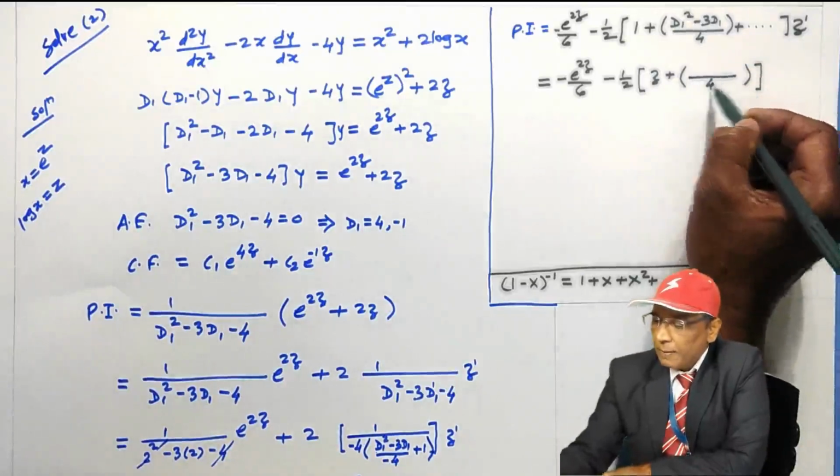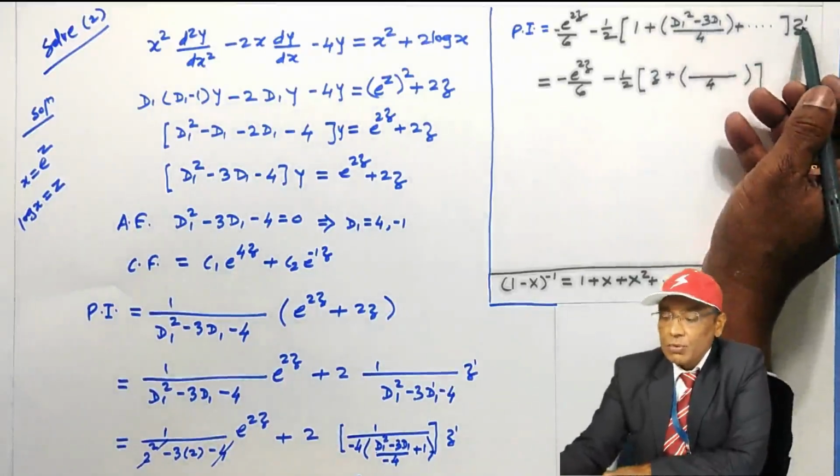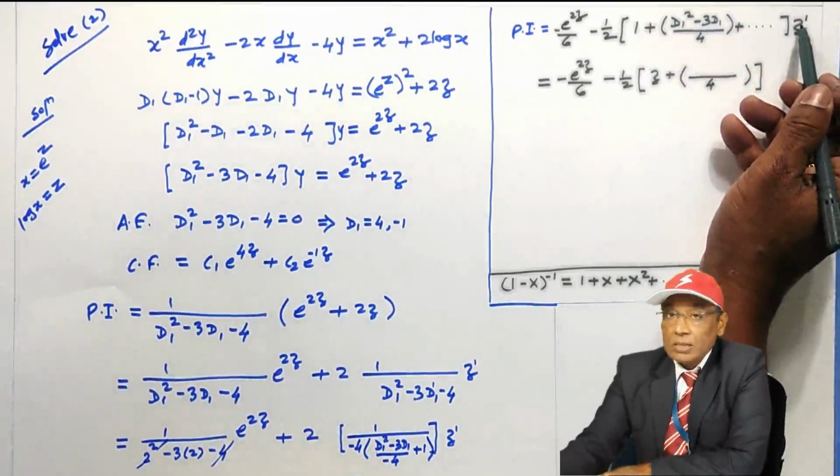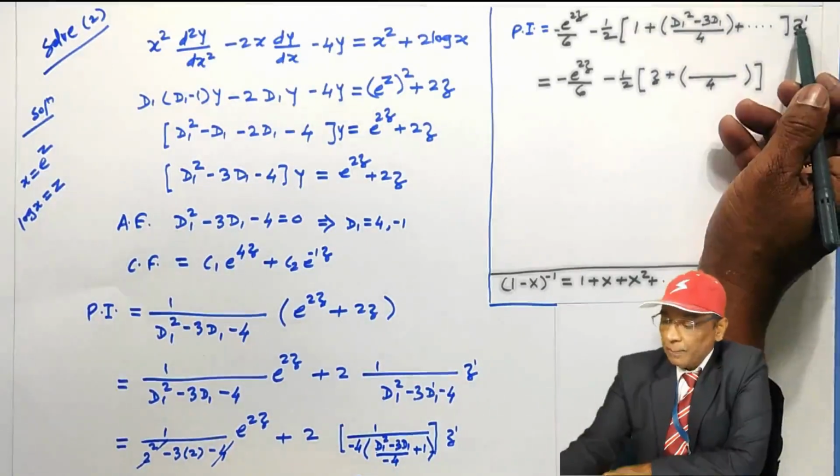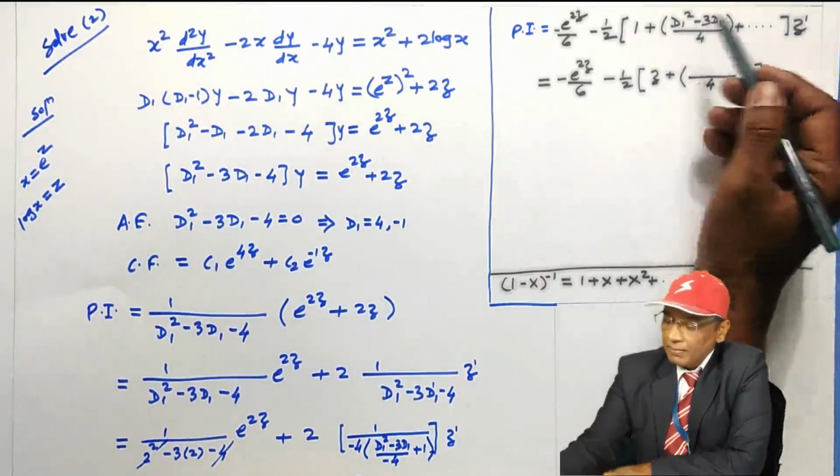d1 square z means what? Double derivative of z with respect to z. The derivative of z is 1. The double derivative will be 0.